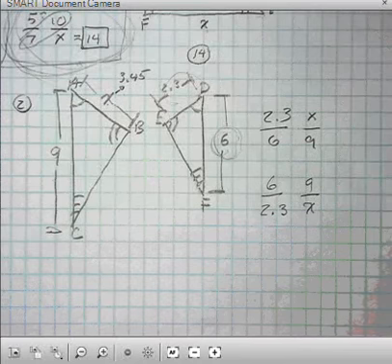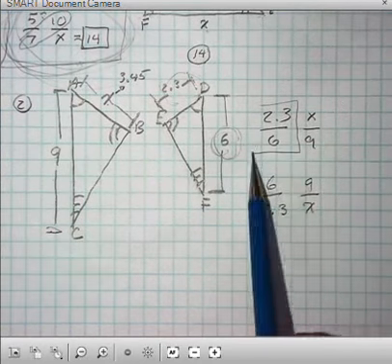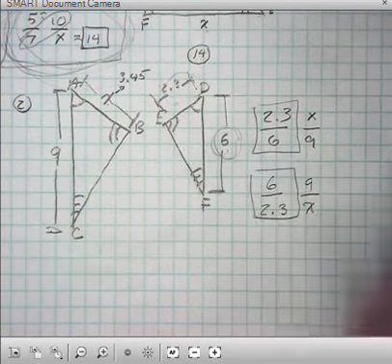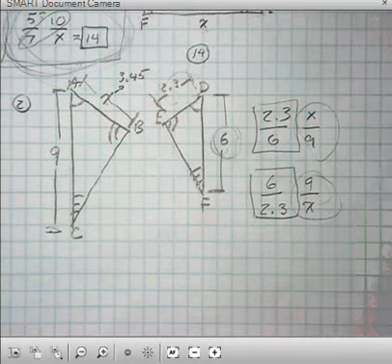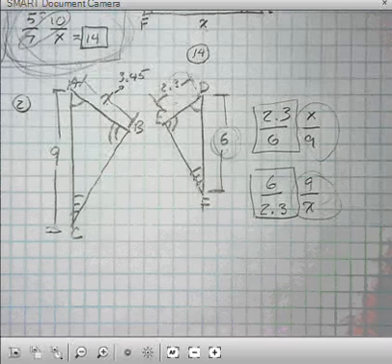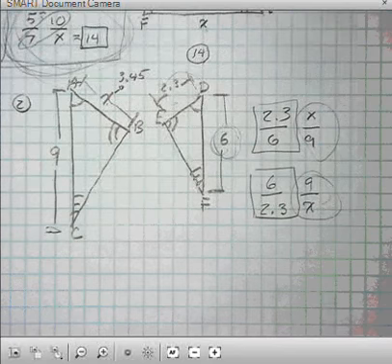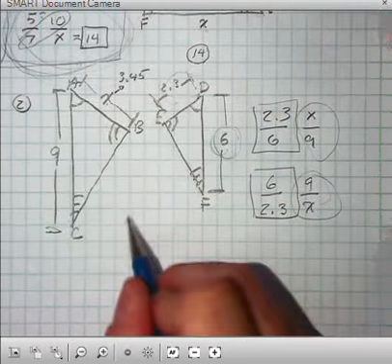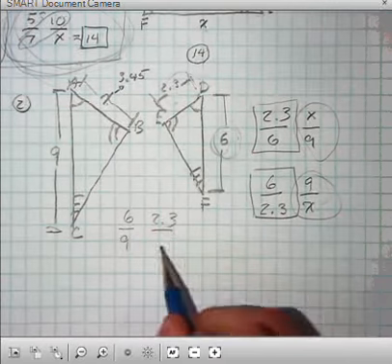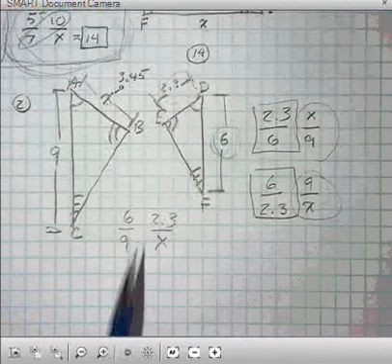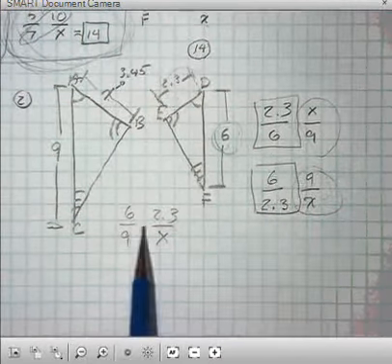I'm kind of curious, like the proportion here, this number right here looks like it's representing our small triangle, and then this one is representing our larger triangle. Is it possible to write a different proportion to solve that? Haley? Well, you could do 6 over 9 equals 2.3 over x.